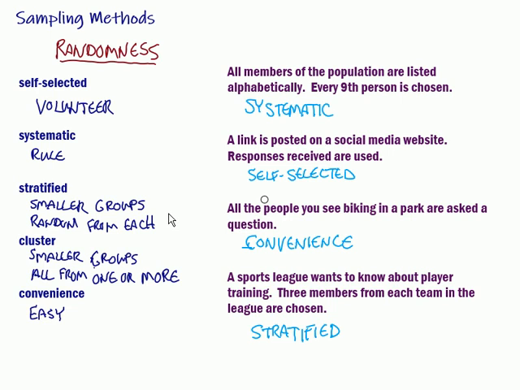Sampling methods, we've got the different types. Remember, the key is that we like randomness because that makes our data and our sample much more applicable and usable.